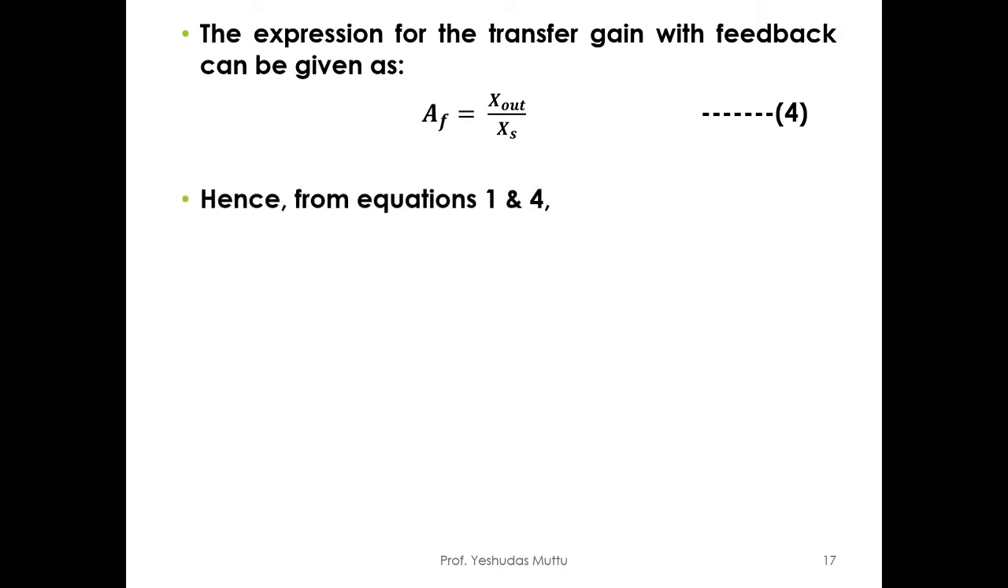Now from equation 1 and 4. Which is this equation 1? It is nothing but the difference signal equation, if you remember. You can go back and check. I can write XS, which I had found as equation 1, and substitute it back: X in plus XF. Now let me take X in common from the denominator. If I remove X in common from the denominator, it is going to be 1 plus XF upon X in.